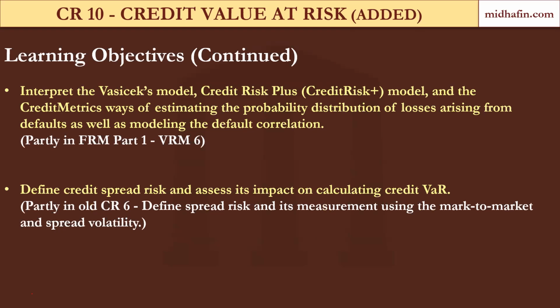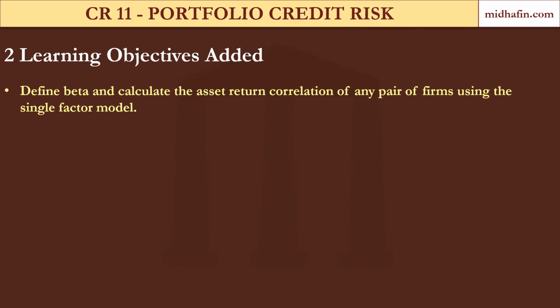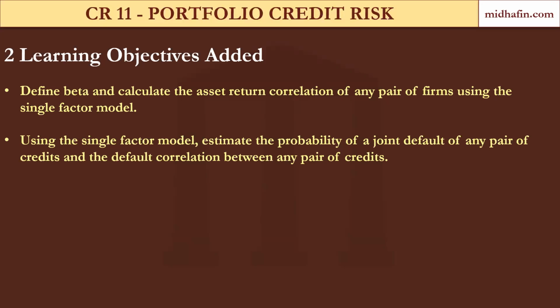It is partly covered in old CR6. Then we have portfolio credit risk. Again, this is a chapter which has been reordered. Only two learning objectives have been added and the content is 100% the same. There is no difference in the content. So there is already coverage in the 2023 curriculum with respect to these two learning objectives.